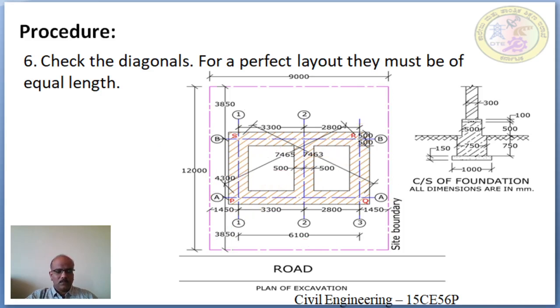Once both diagonals are equal in size and all corners are at right angle, we can go further for marking the outer lines of excavation. The width of the excavation is 1 meter. 0.5 meter on either side of the center line is marked. 0.5 meter here also, on either side of the center line is marked.